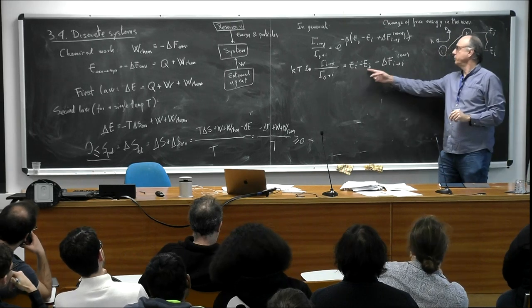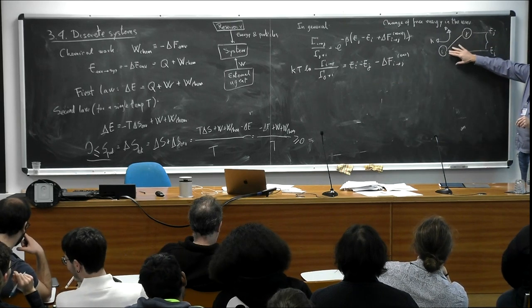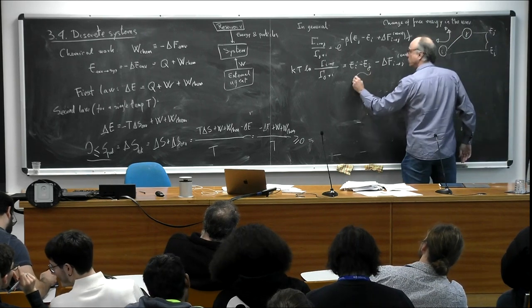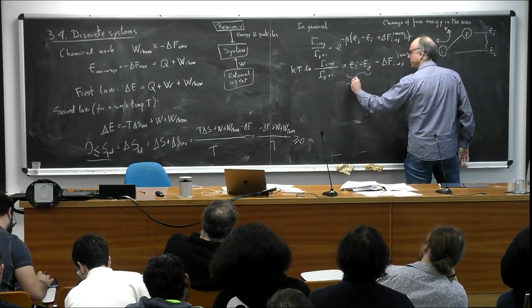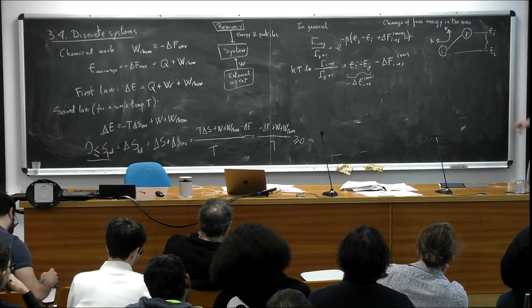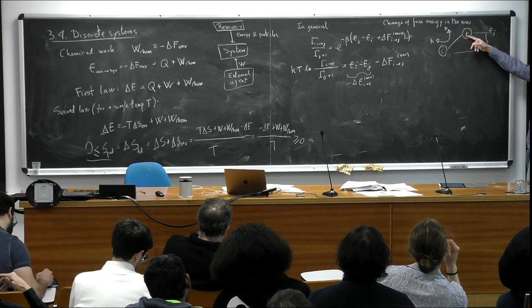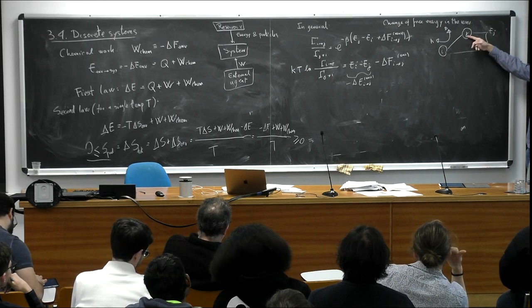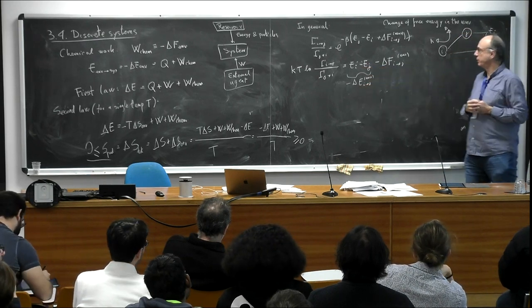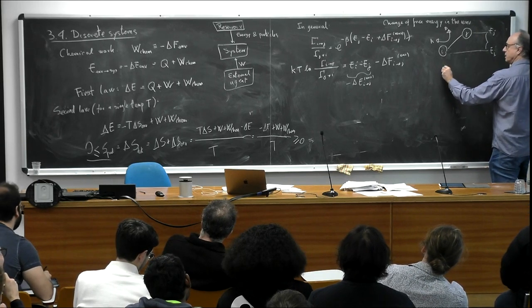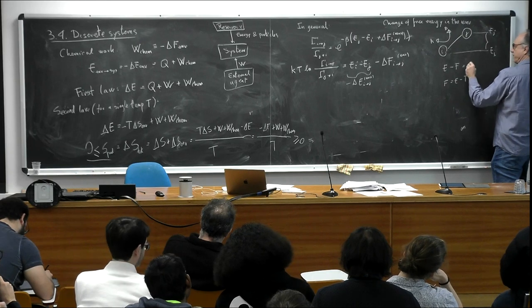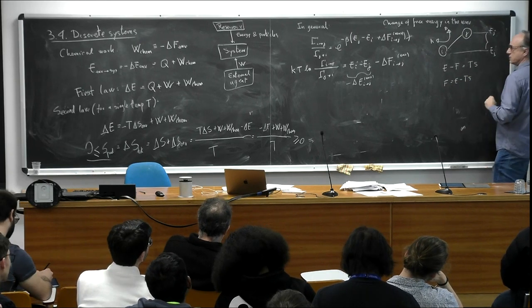And EI minus EJ, you see, is minus the change of energy in the environment. Let me write it. In a transition from I to J, if I go from I to J, I take from the environment an energy EJ minus EI. So EI minus EJ is minus the change in the environment. And now remember that F is E minus TS. So E minus F is TS.